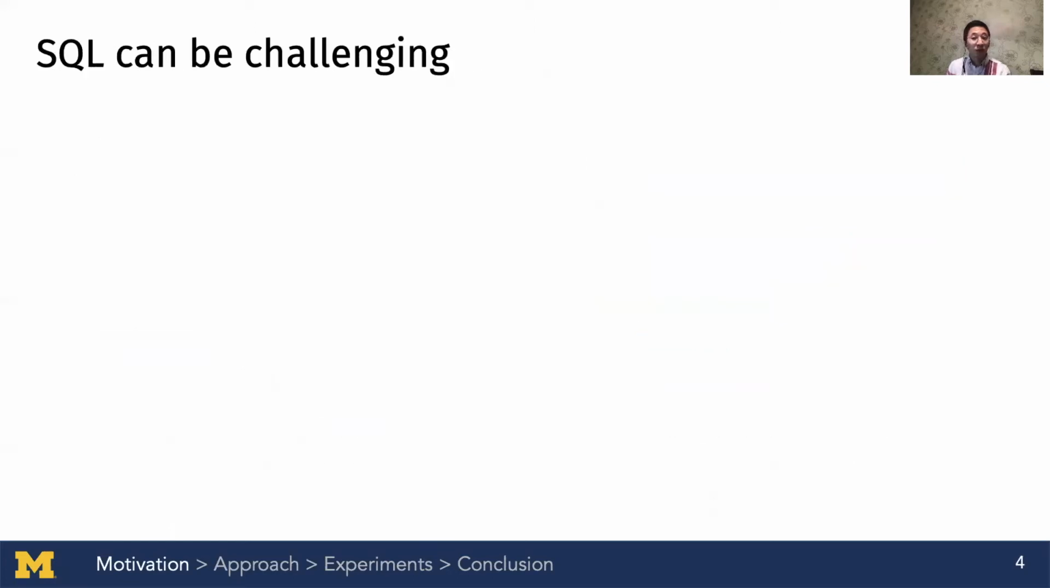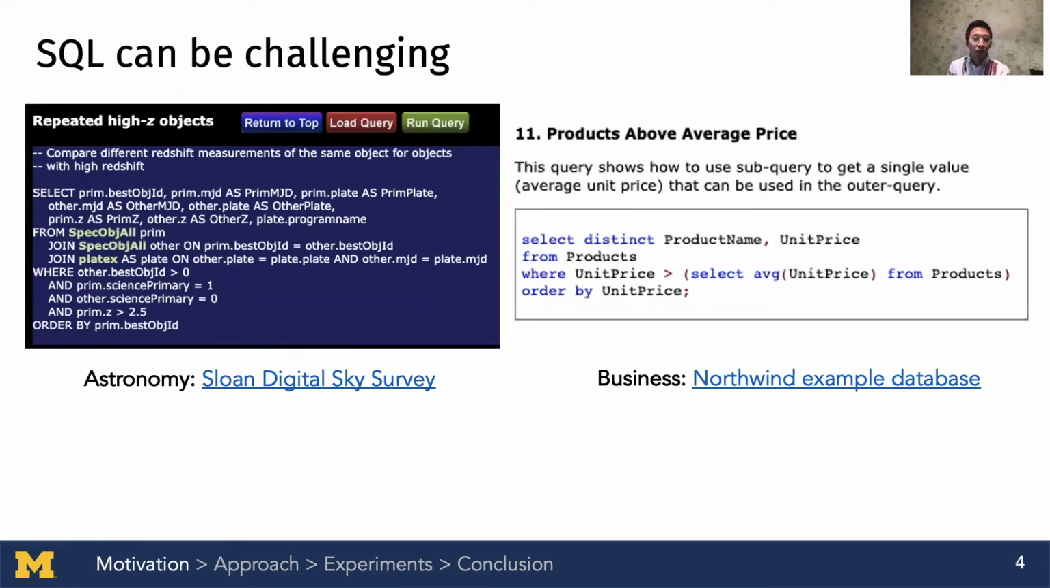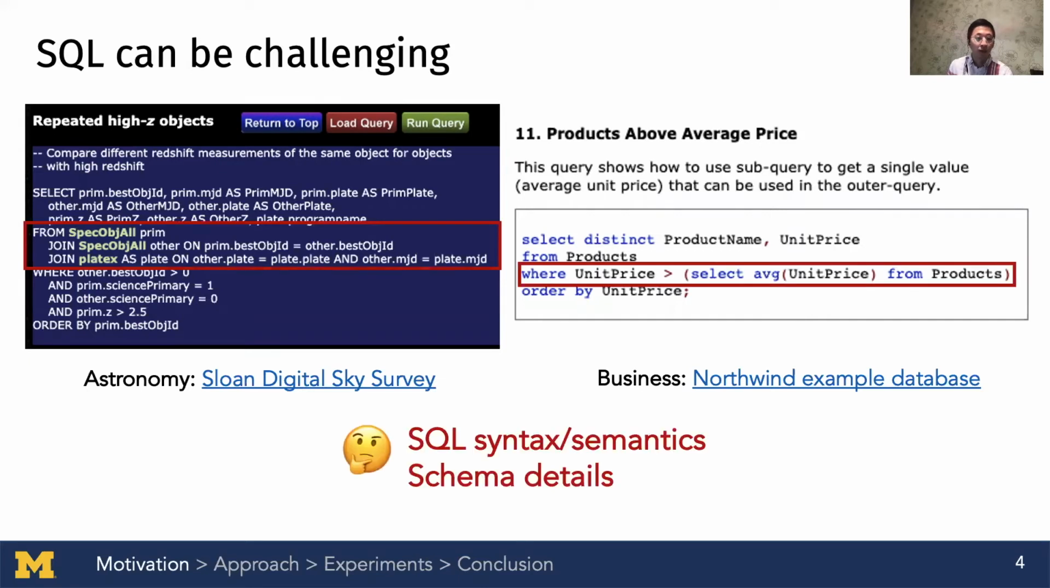On the other hand, SQL can be really challenging, especially for non-programmers. The following are a couple of databases that are intended for use by non-programmers, an astronomer's database as well as an example business database. We observe that the tutorial queries given here have some complex semantics involved as well as syntax, in terms of understanding the nature of joins and being able to issue subqueries, on the right here. It also requires that users have knowledge of the details of the schema. So what does spec obj all mean on the left side exactly?